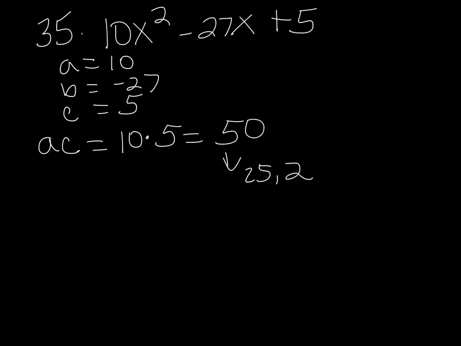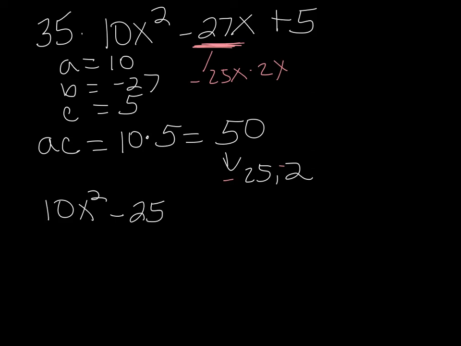If these were both negative, I could put those together. They would sum together to give me my negative 27 up here. So that's your next step, to rewrite the problem, splitting this middle term of negative 27 into a minus 25x minus 2x. That's how I will rewrite it. So I have 10x squared minus 25x minus 2x plus 5. And now I have to factor by grouping.